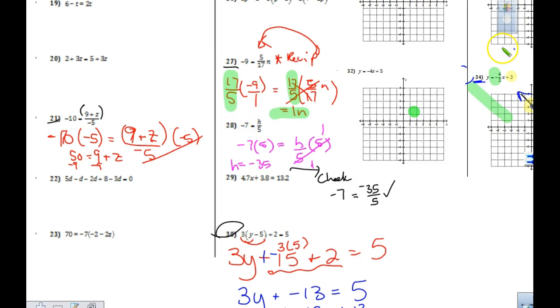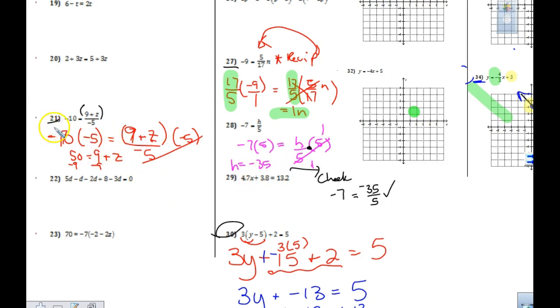Number 28 is even quicker because it just says h divided by 5 equals negative 7. The opposite of dividing by 5 is to multiply by 5. So you do it on both sides to get negative 35.